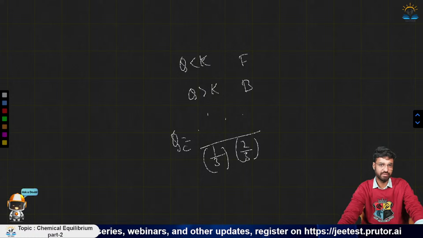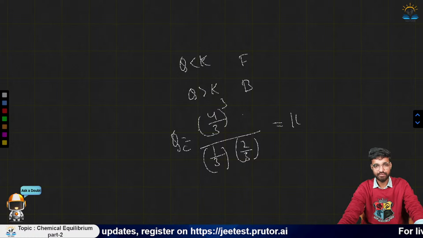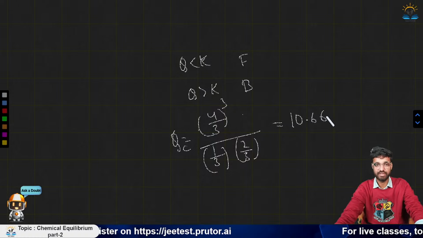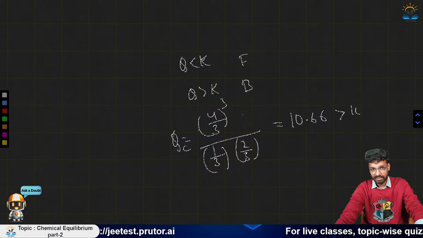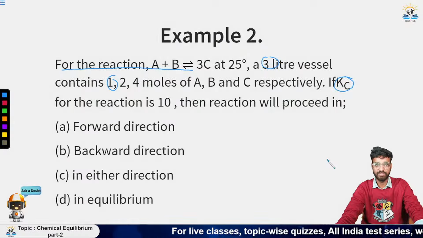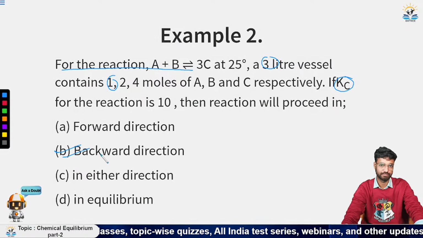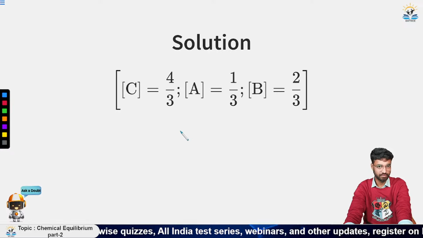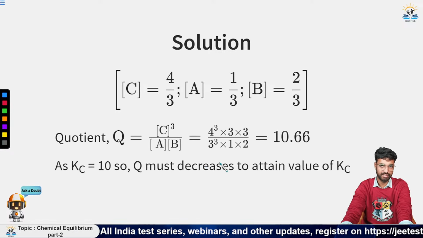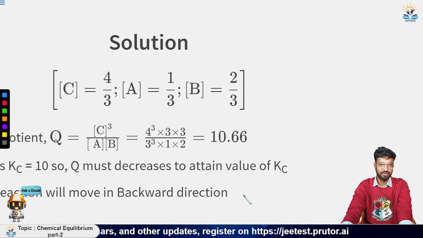And what is the product? It is 4 by 3. And since the coefficient is 3, we have to cube it. If you calculate it, you will get 10.66, which is greater than 10. Therefore, Q is greater than K and the reaction will proceed in the backward direction. So this is the correct answer. We can calculate it like this, we get 10.66.